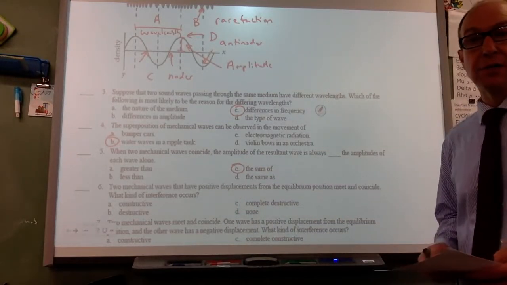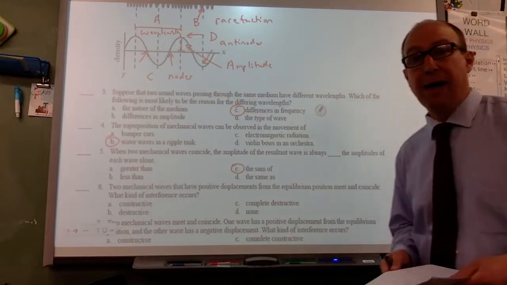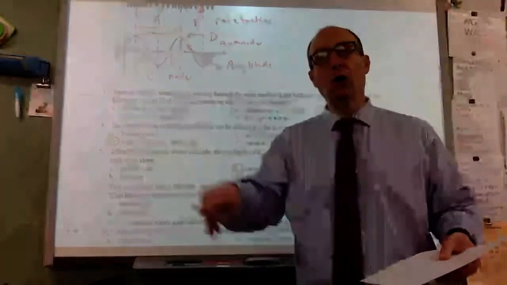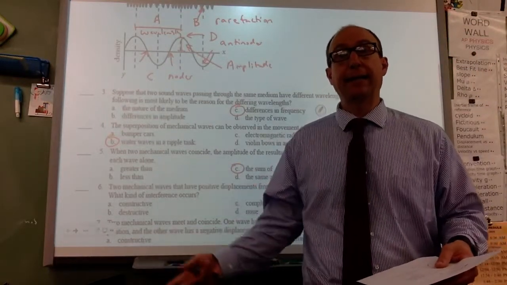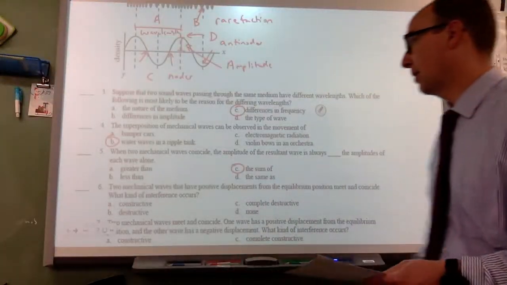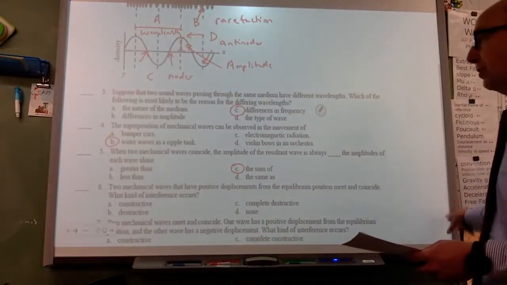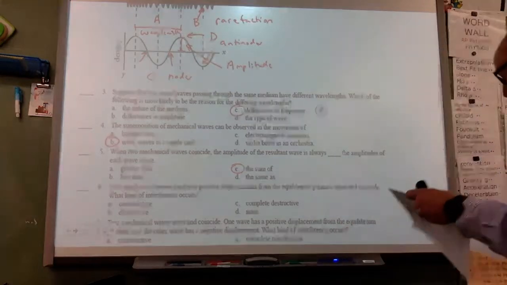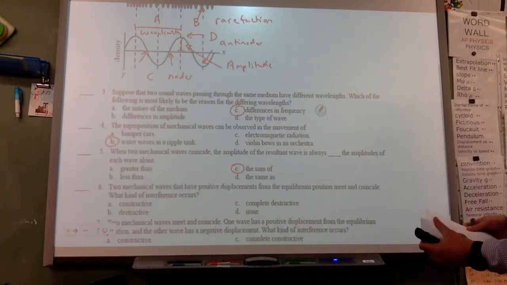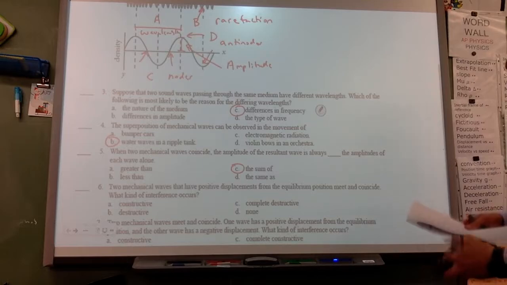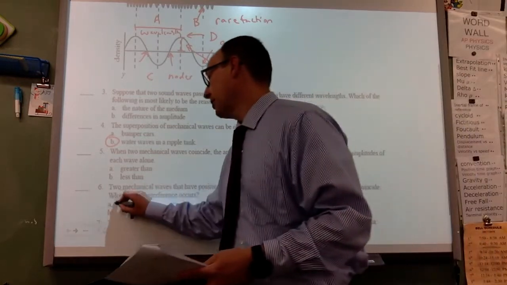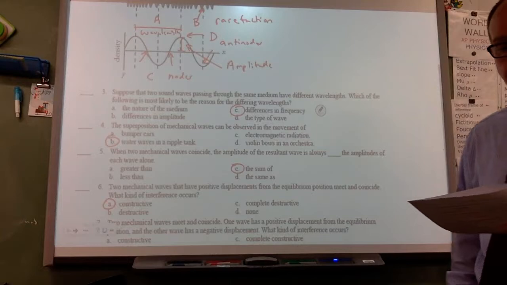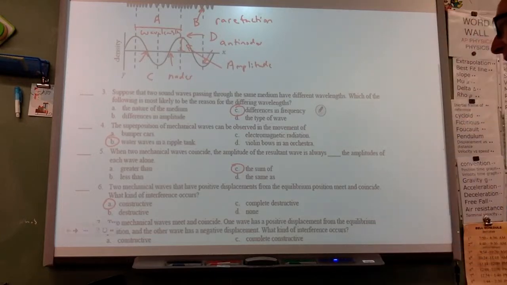And this is going to be the sum of. So we're going to arithmetically add it. If it's below the line, we're going to take that as a negative amplitude that we add to the other positive amplitude above. Two mechanical waves that have positive displacements from the equilibrium position meet and coincide. This would be constructive interference. So constructive interference is going to be waves adding together.